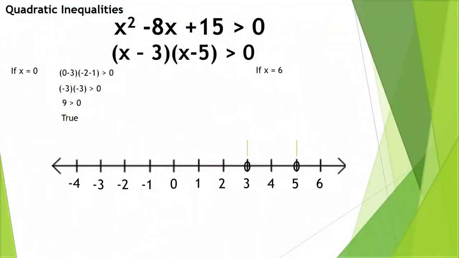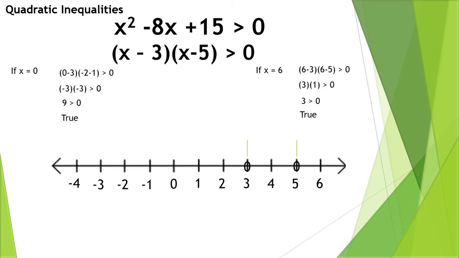Then how about if x equals 6? Why? Because 6 is greater than 5. Let's now check if 6 is also a solution of the inequality. Replace x in the original inequality, so it becomes the quantity of 6 minus 3 times the quantity of 6 minus 5 greater than 0. Now, what is 6 minus 3? Of course, the answer is 3. What is 6 minus 5? The answer is 1. Then, what is 3 times 1? Of course, the answer is 3, which is greater than 0. And we all know that 3 is greater than 0, so it means that 6 is one of the solutions of the inequality.